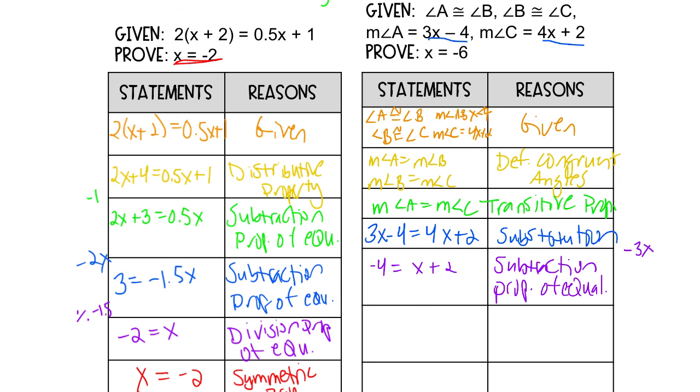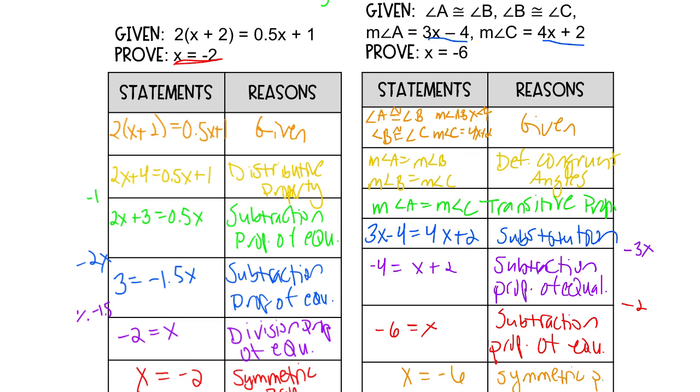Then we can subtract 2 from each side. I get negative 6 equals x, and that's also the subtraction property of equality. And then last but not least, we can say x equals negative 6 because that's the symmetric property. I have to say those two things are equal and put them in the correct order.